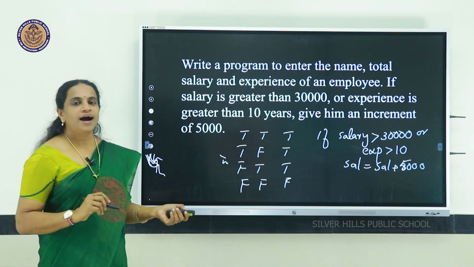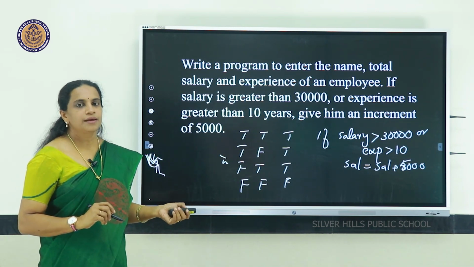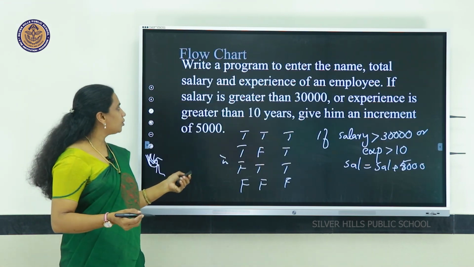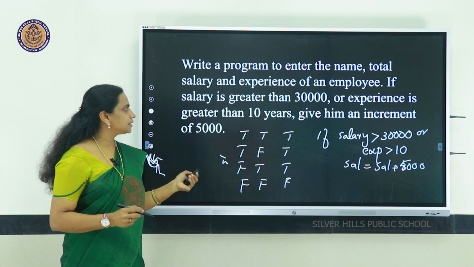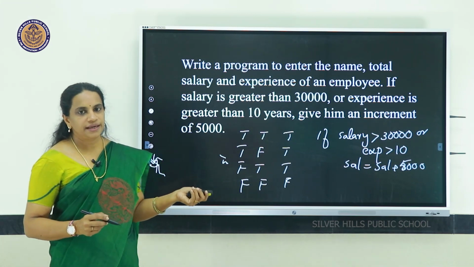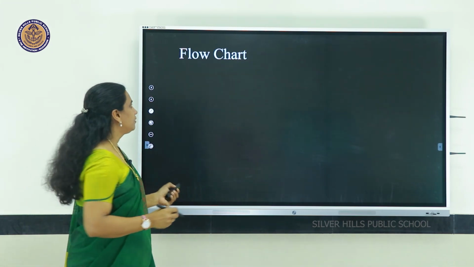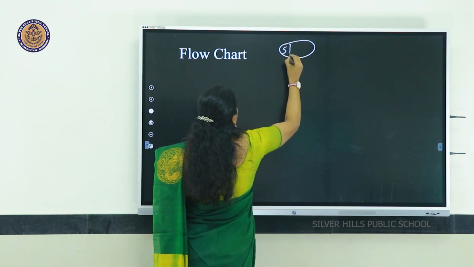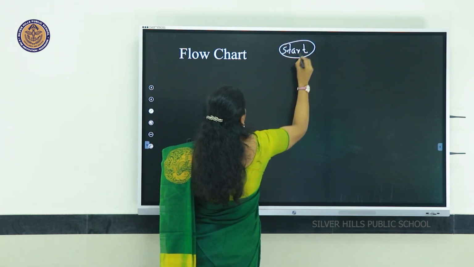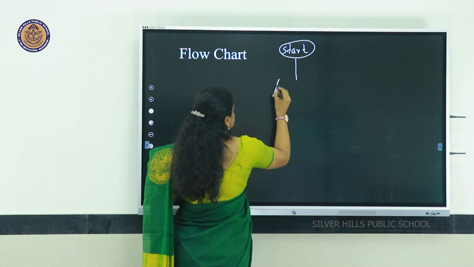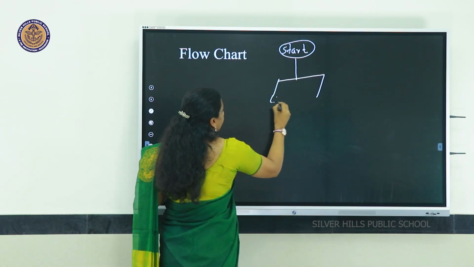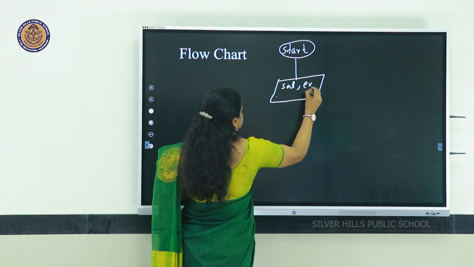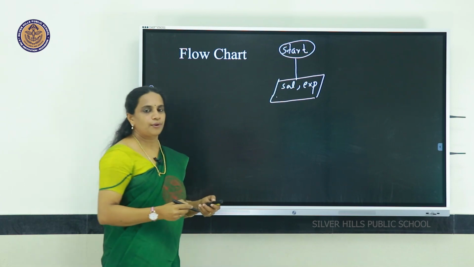Now we will see how we can represent this using a flowchart. Okay. Now what we have to input? According to the question, we have to input salary and experience of an employee. Okay. First we will do that one. That is, we can start the program. Okay. Then as I said, you can input the values like salary and experience of the employee.